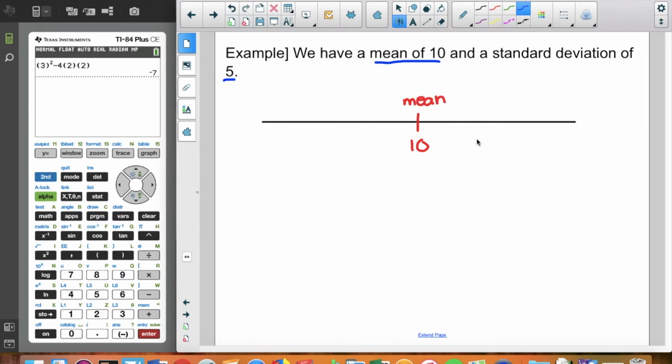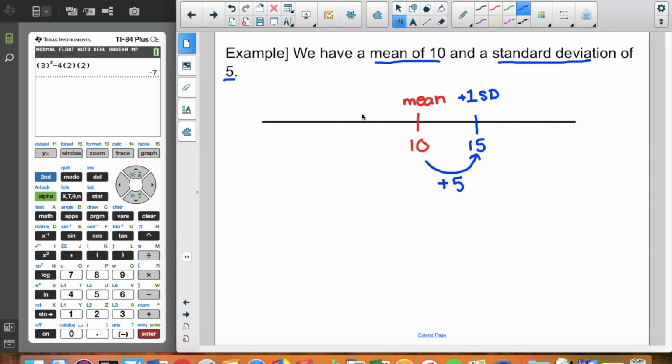Now, if we were to go one standard deviation, so plus one standard deviation, what that means is we need to add the standard deviation of 5 to the mean. So to get from here to here, we would have to add 5. That's one standard deviation away. So 10 plus 5 is 15.